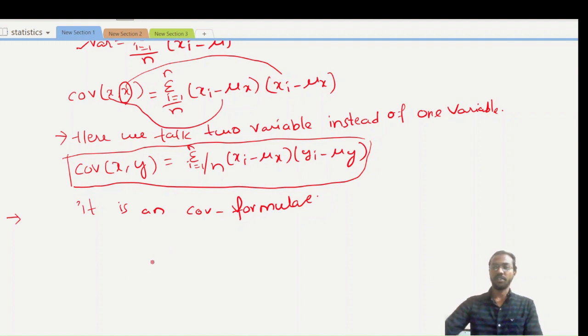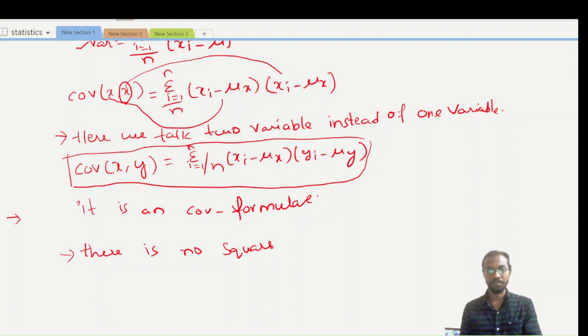Now in the covariance formula, we observe there is no square term. In variance we have a square term, and that is the reason every value is converted into positive. In covariance there is no square term, so it gives either positive or negative values.